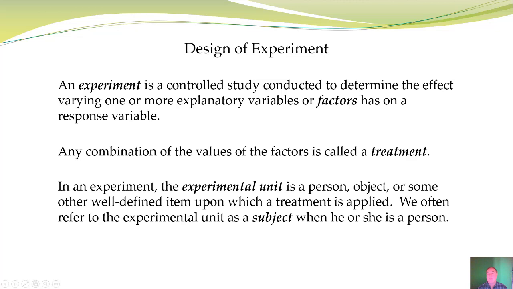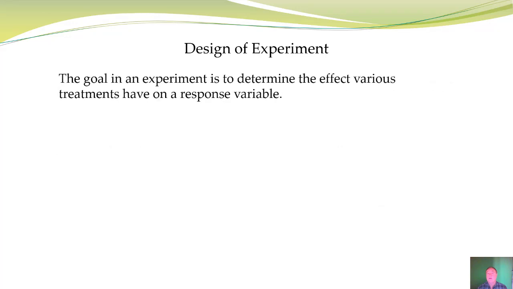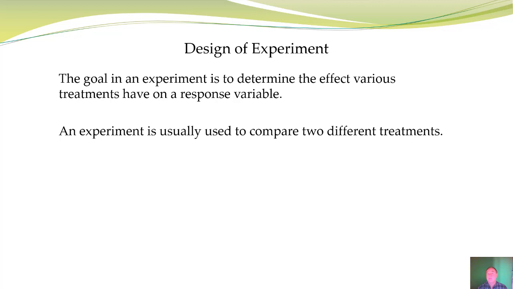In an experiment, the experimental unit is a person, object, or some other well-defined item upon which a treatment is applied. We often refer to the experimental unit as a subject when he or she is a person. The goal in an experiment is to determine the effect various treatments have on a response variable. An experiment is usually used to compare two different treatments.